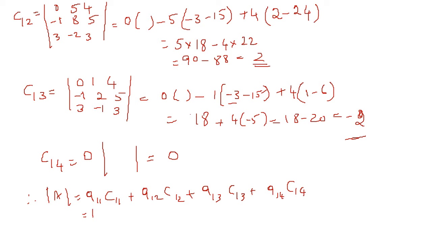So we are going to get A11 is 1, C11 is minus 5, plus A12 is 1 and C12 is 2, plus A13 is 3 and it is minus, so minus 3 into C13 is minus 2, and the next term will be 0. So it is minus 5 plus 2 plus 6, which is equal to 3. Therefore the determinant of the given problem is equal to 3.